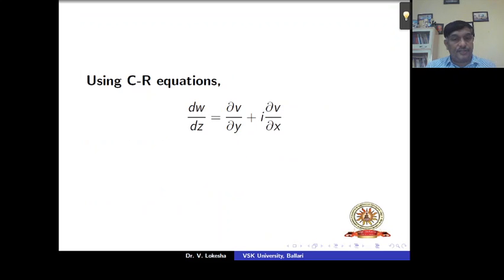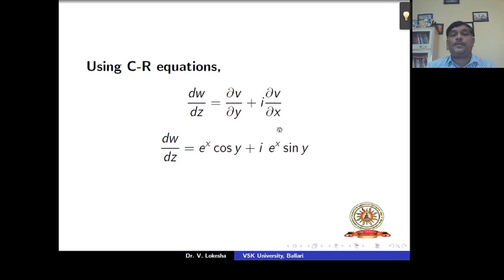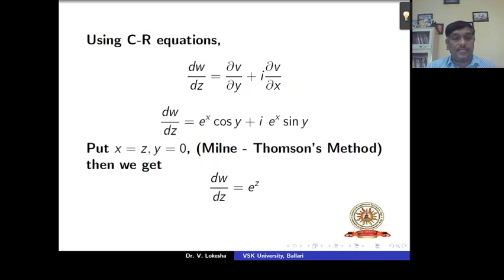Using the CR equations, the given fundamental rule becomes dw by dz is equal to dou v by dou y plus i times dou v by dou x. Substitute here e power x cos y plus i into e power x sin y. By the Milne-Thomson method, if you put x is equal to z and y is equal to 0, you get e power z cos 0, and cos 0 is 1. Then dw by dz is equal to e power z, which is an analytic function.